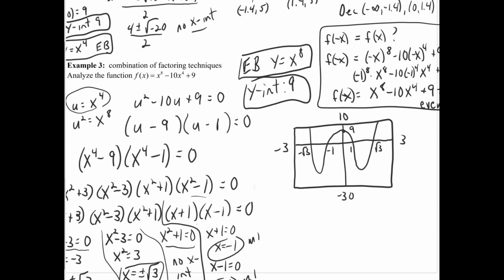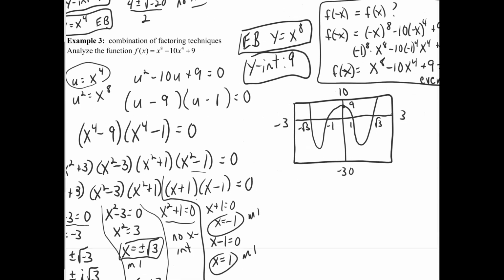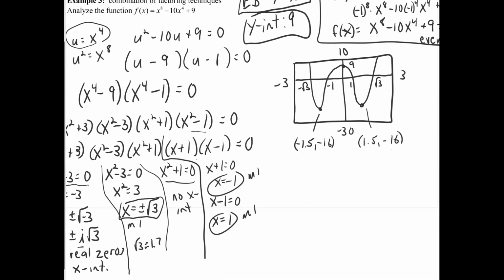All right, so now that we know that this is even, we've already got our local max right here. We can go into the calculator to find a local min. So let's look at the min in the calculator. Okay, so using the min function of the calculator, I found that local min. And because I know there's symmetry, I know that this would have to be positive 1.5, negative 16, right? 1.5, and then the same y value. All right, now that we have all that, we have the full graph.